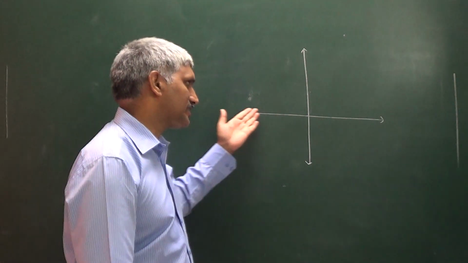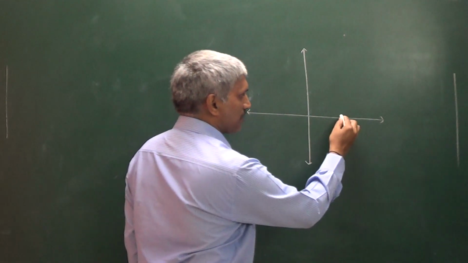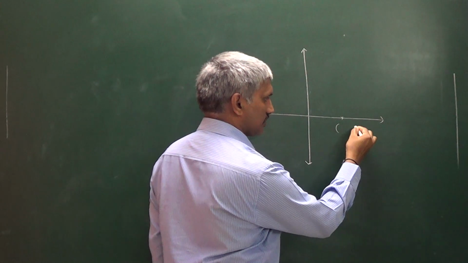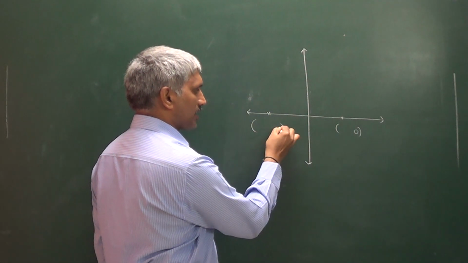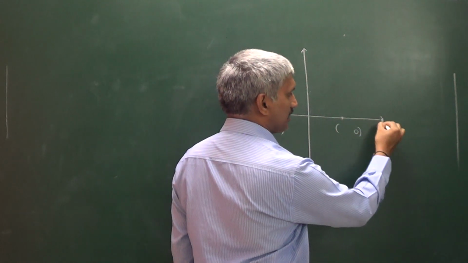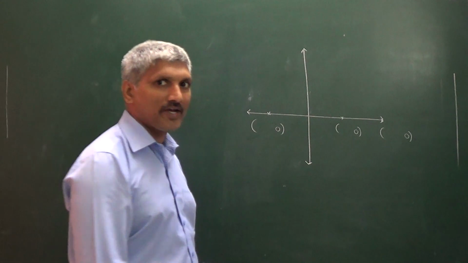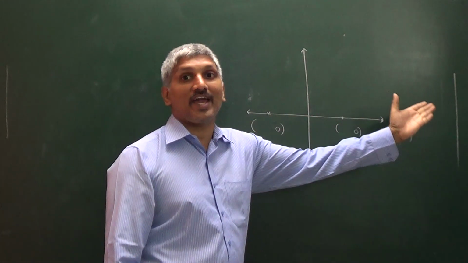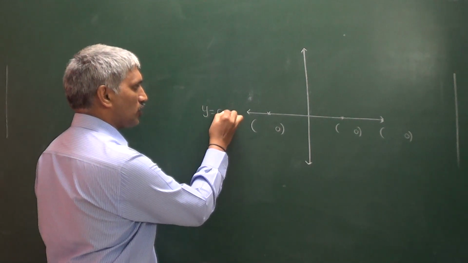So this is the x-axis. What is the equation of the x-axis? You can take any point on the x-axis. Any point on the x-axis, the y coordinate is 0. Anywhere you can take a point on the x-axis, the y coordinate is equal to 0. That's why the equation of the x-axis is y equals 0.